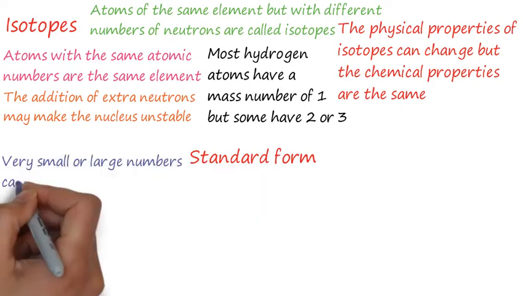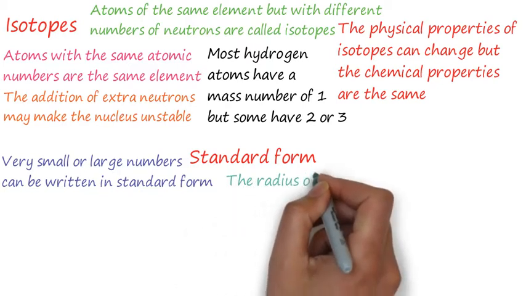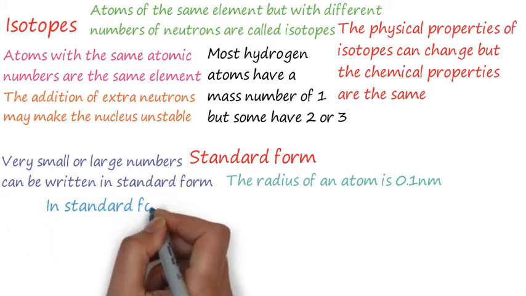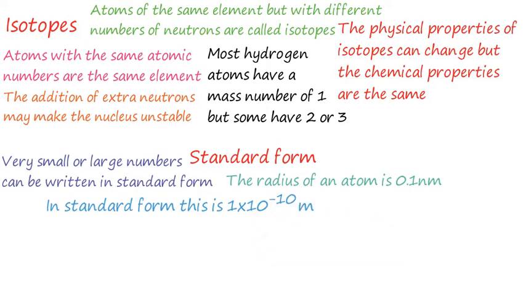Atoms are very, very small. A useful way of writing the number of atoms is using standard form. This works for really small or large numbers. The radius of an atom is approximately 0.1 nanometers or 1 × 10 to the minus 10 meters. The nucleus of an atom is approximately 1 × 10 to the minus 14 meters, so this shows that most of an atom is space.